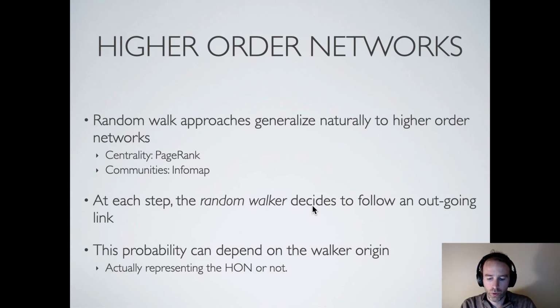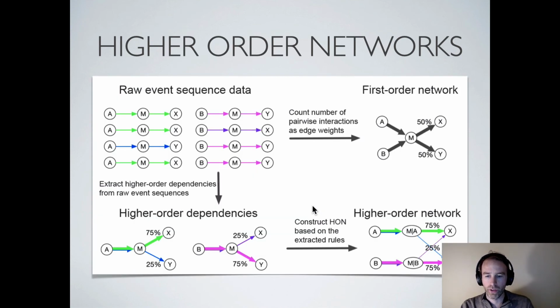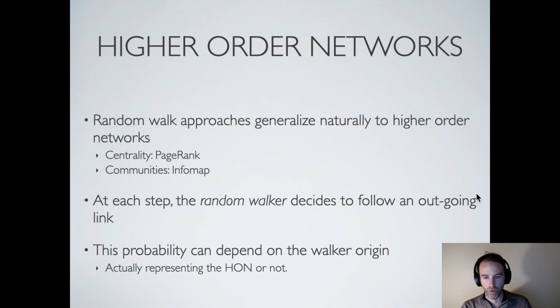And so, of course, in this example, there is only a memory of 1. I only remember where I come from just before. But you could imagine a higher order with memorizing 2 paths or 3 paths or even more. What is interesting is that this approach is very convenient when you're using methods which are based on random walk.